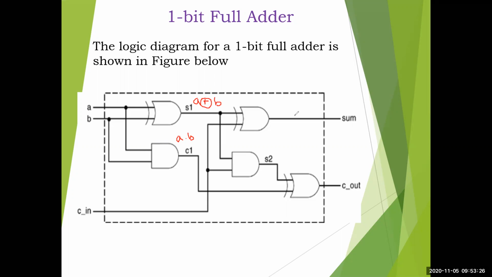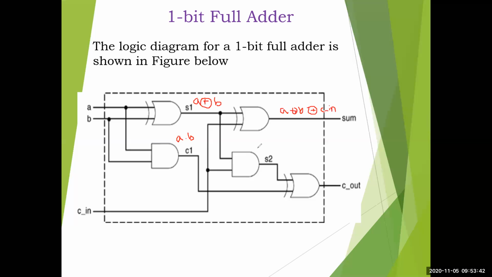Then for the next XOR gate, I have used A XOR B and then C in. That means what you will get is A XOR B XOR C. That is the expression for sum. So like this we have constructed the logic gate.